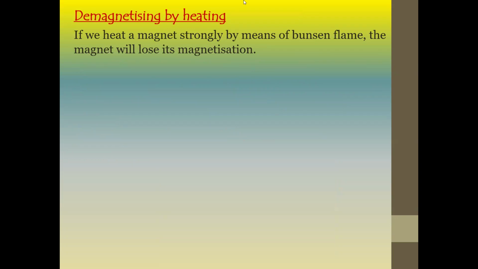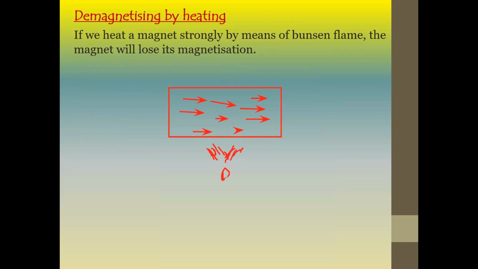The second method is by heating or burning using a burner. For example, the domains are arranged or aligned. So when we heat, what is the effect of the heat? Whenever you supply heat energy to a material, what is the effect? Heat causes the vibration to increase. As the vibration increases, due to the high temperature, the domains start to vibrate.